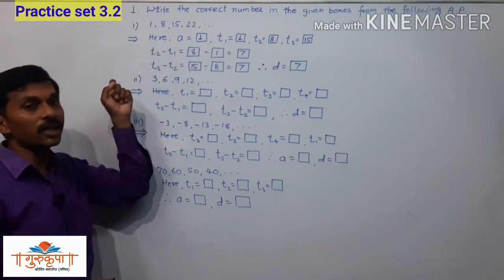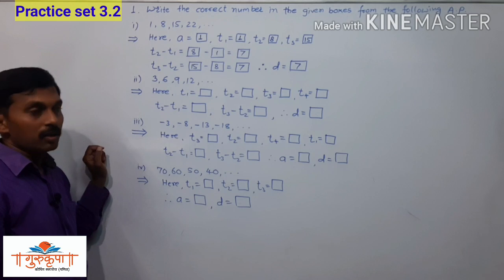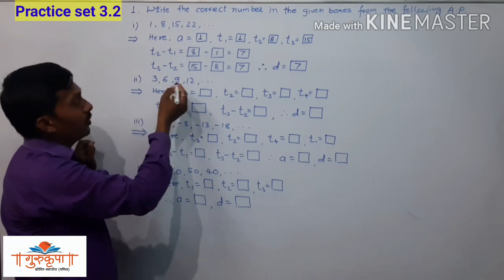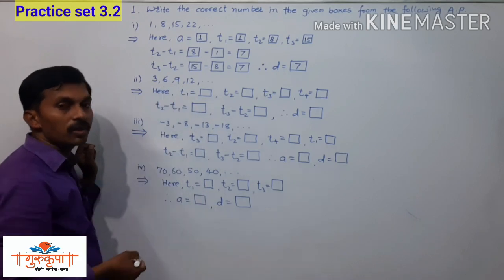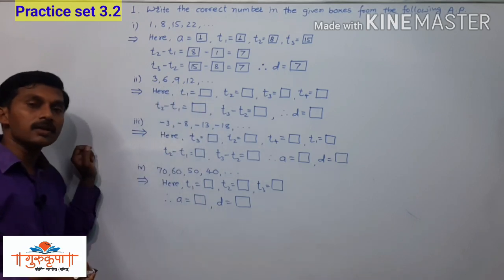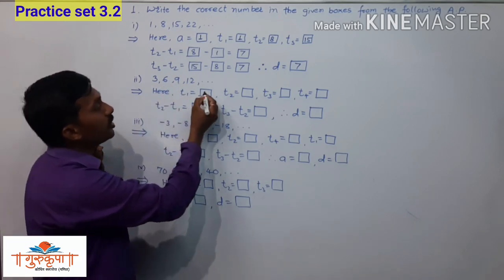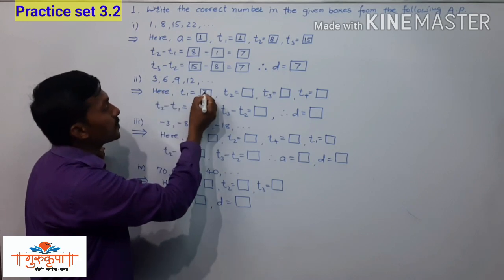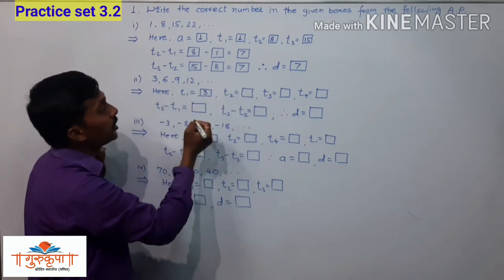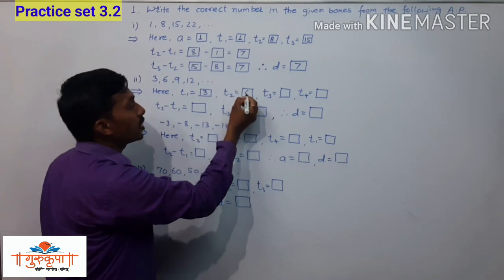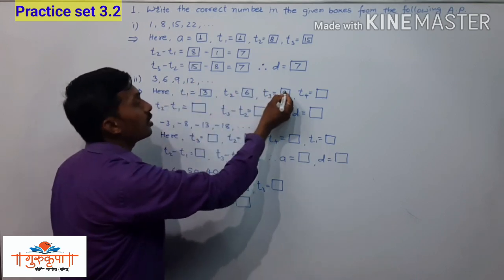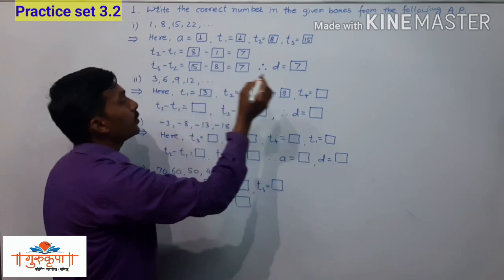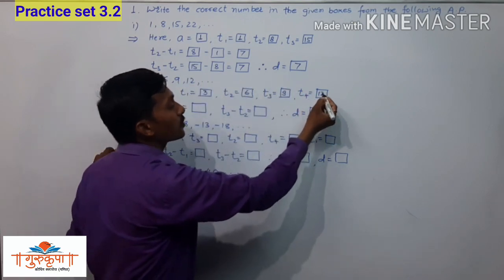You can say it is an activity. Now in the second example we are given the AP 3, 6, 9, 12 and so on. Here we have to write T1. This T1 is 3. Then T2 is 6. Then T3 is 9. And then T4 is 12.